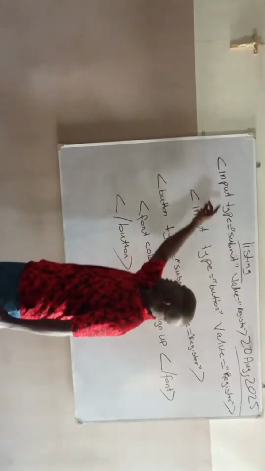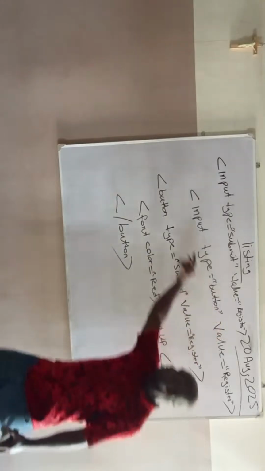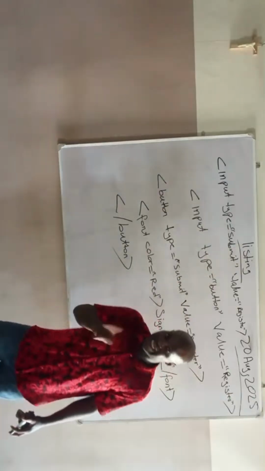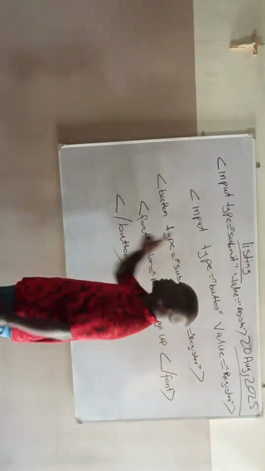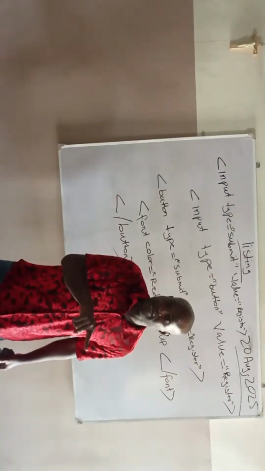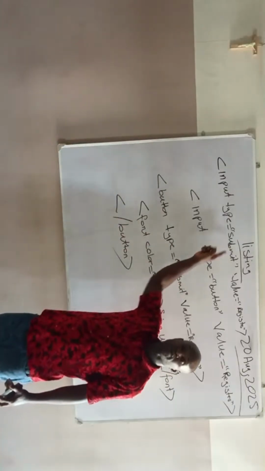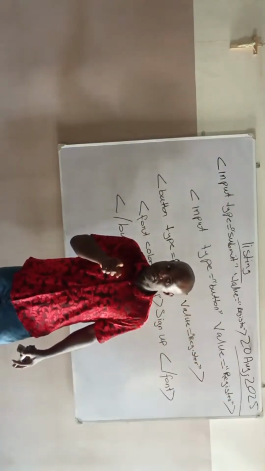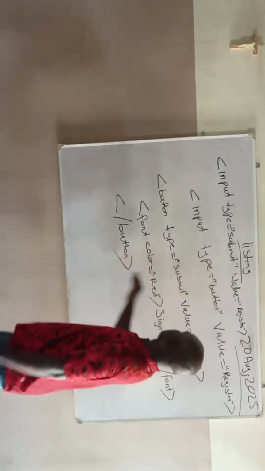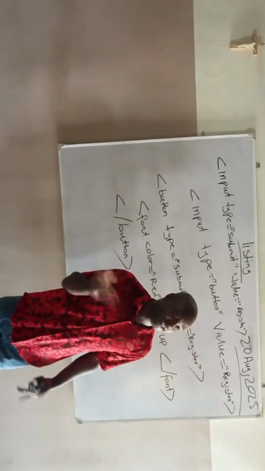Now, input, type, submit, value, register. This one, I said this one is going to do what? Submit your form, because the type attribute determines how it will appear and how it will behave. So if my type is equal to submit, the behavior will change. Once you click on it, it's going to submit the form. But if I use my type as button, if I click on it, it's not going to submit the form.